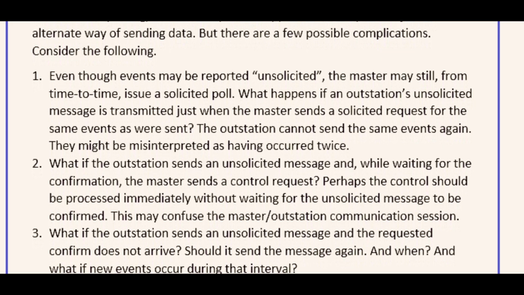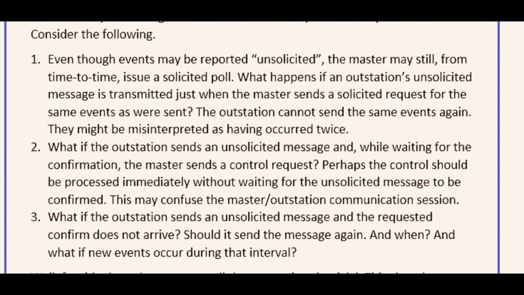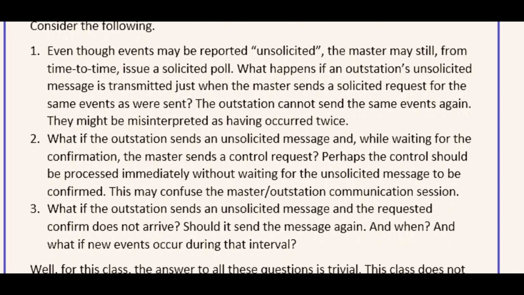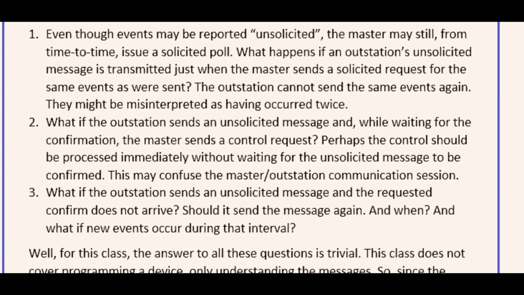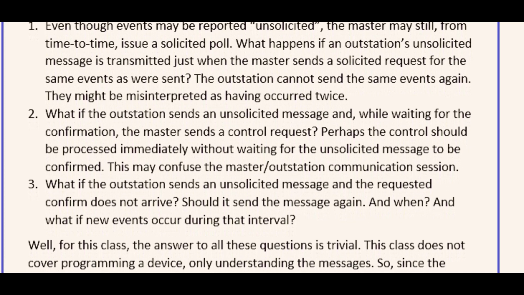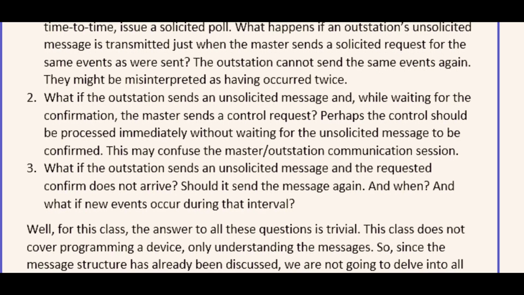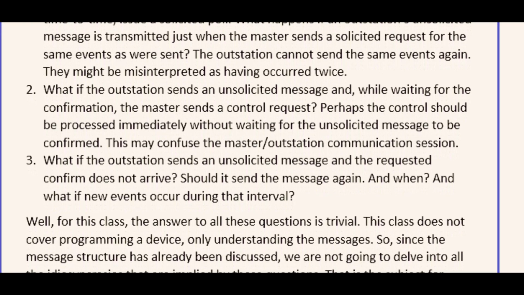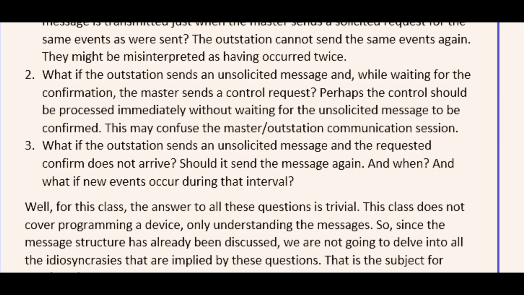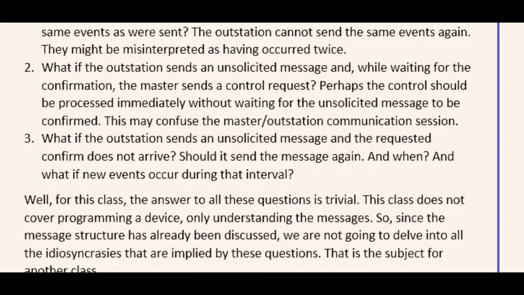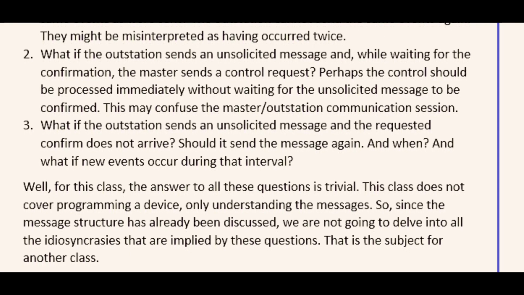And 2, what if the outstation sends an unsolicited message and, while waiting for the confirmation, the master sends a control request? Perhaps the control should be processed immediately without waiting for the unsolicited message to be confirmed. This may confuse the master outstation communication sequence about what should be done first. And 3, what if the outstation sends an unsolicited message and the requested confirm does not arrive? Should it send a message again? And if so, when? And what if new events occur during the interval that we're waiting?